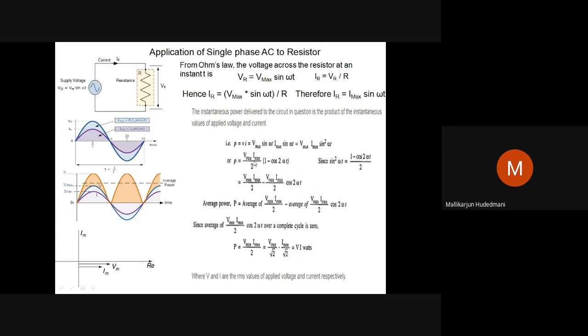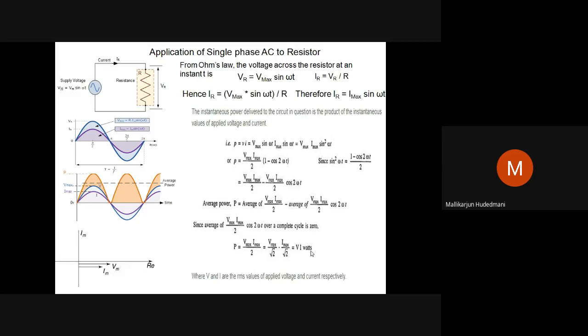Nothing but I can take integration over 0 to 2 pi. How do I write it? 1 by 2 pi integration 0 to 2 pi of this equation d omega t. When I do it, definitely it lands with the value Vm by root 2, Im by root 2 as VI watts. So this is the case, very, very basic.